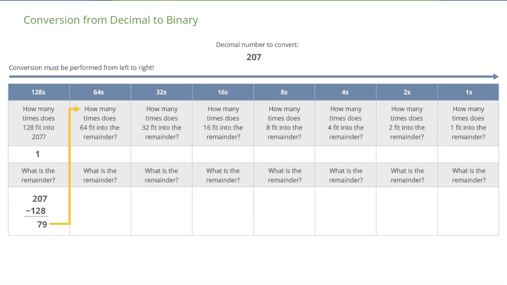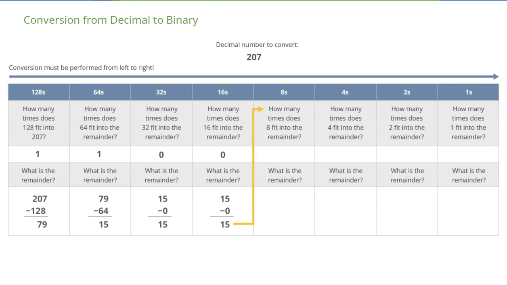Can 64 fit into 79? Because 64 fits, we set that bit to a 1 also, and then subtract 64 from 79. The new remainder is 15. Moving to the next column, we see that 32 does not fit into 15, so we set that bit to 0, and the remainder is still 15. We also see that 16 doesn't fit into 15. We set that bit to 0 also, and the remainder is still 15.